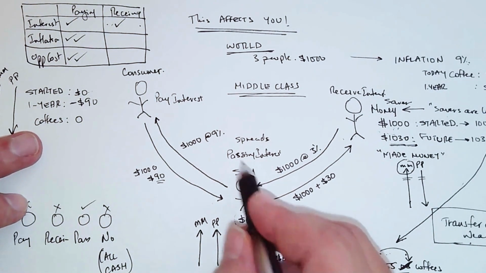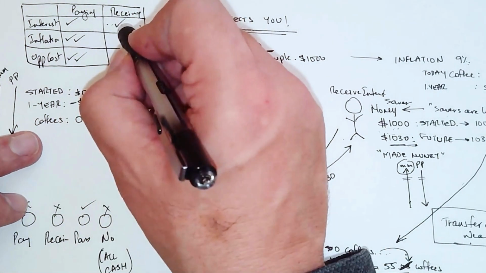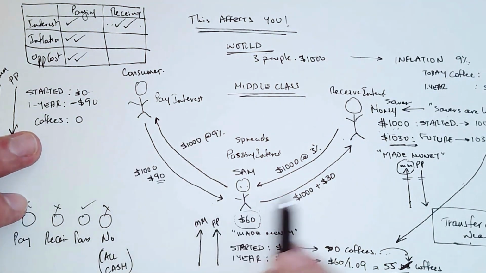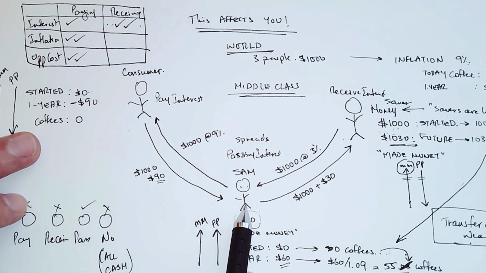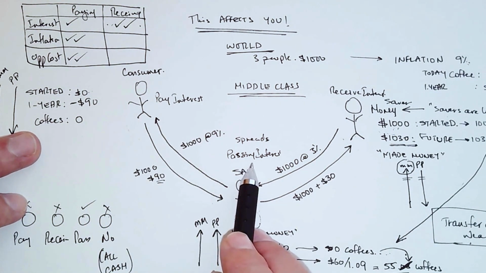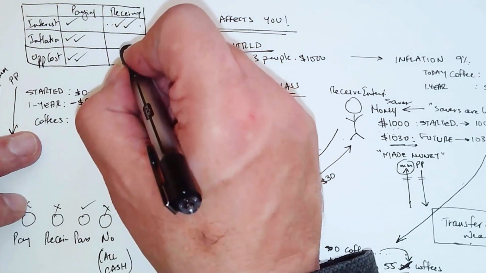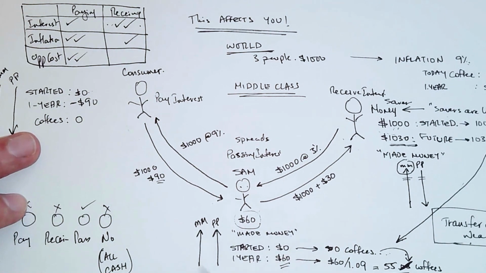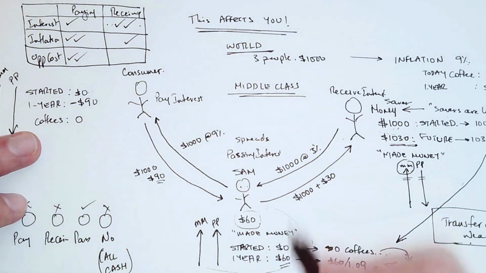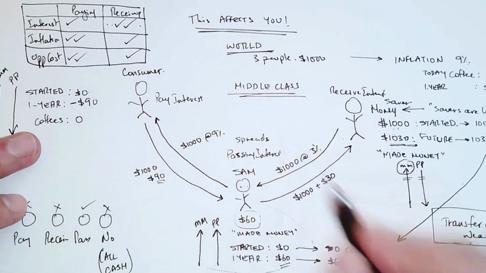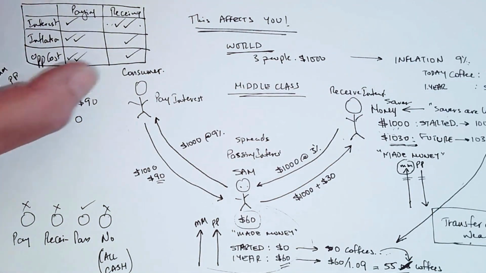Finally, Sam, he's on the receiving side. So he's passing interest. He's on the receiving side of interest. When you're passing interest, you're on the receiving side. And he's on the receiving side of inflation because now inflation is helping him. See that? He's increasing his purchasing power and he knows how to use his money efficiently. So notice that Sam is only on the receiving side.